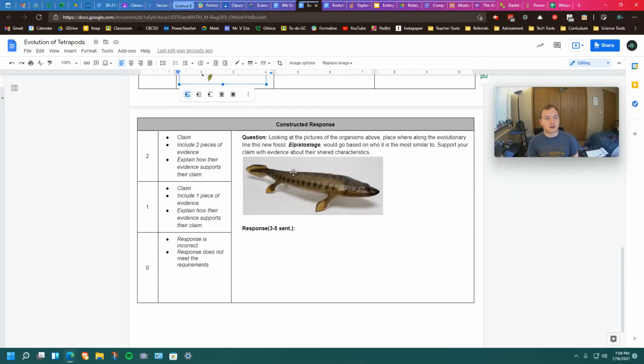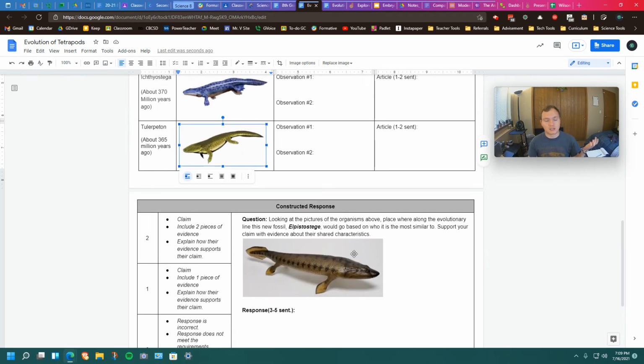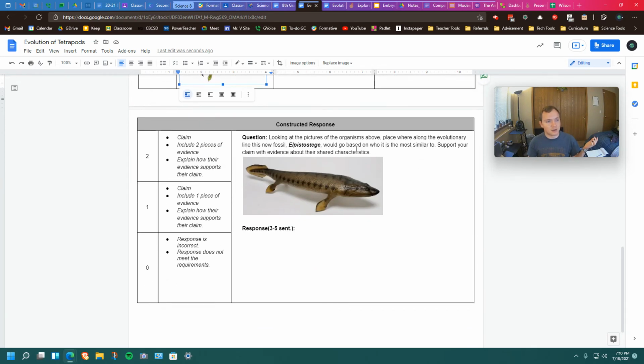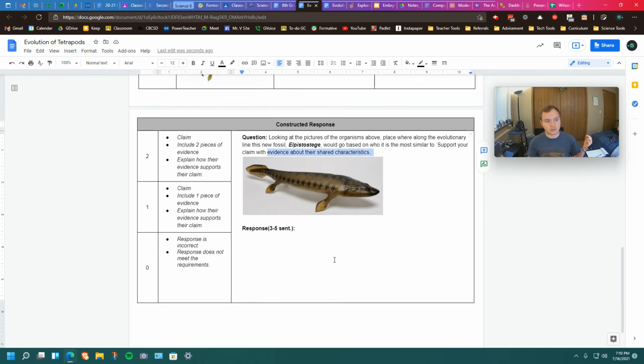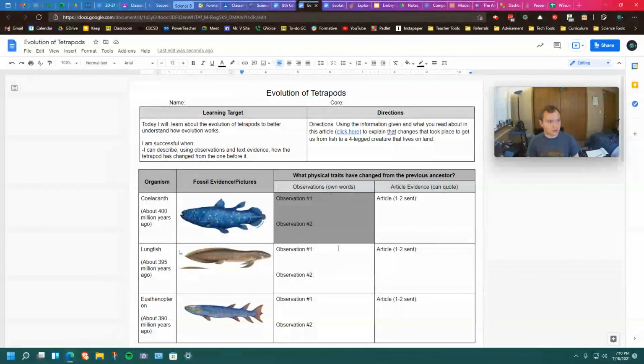On this, you're going to try and put this one within that order, somewhere in that row. What does it look most alike is what I would do. And then just explain why you put it next to whichever one you did, using some evidence of their shared characteristics. That's how you do that assignment.